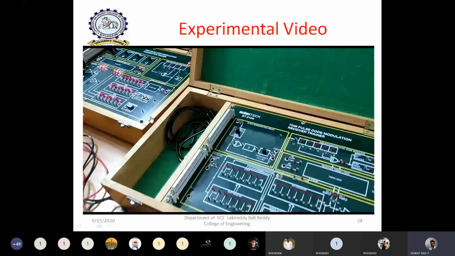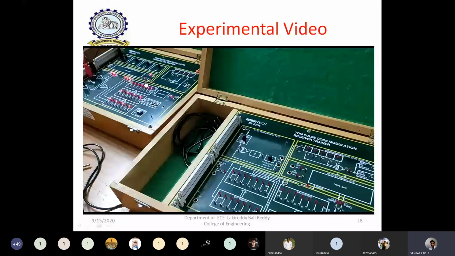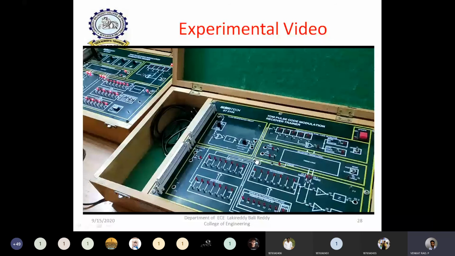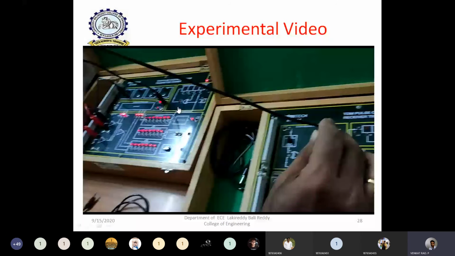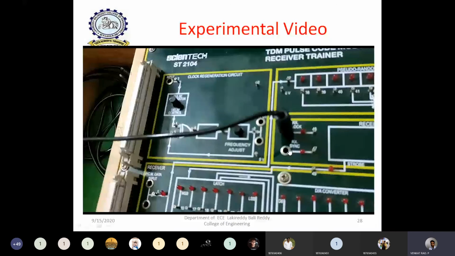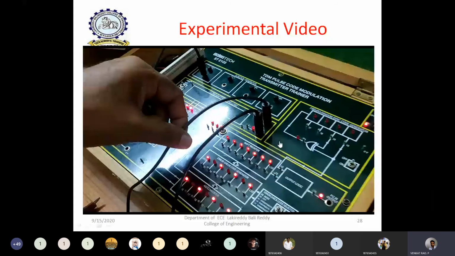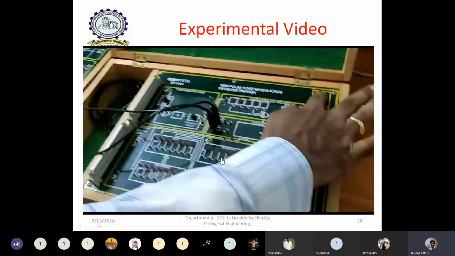So if you observe the connections, how they are made, these clock pulses are connected to this point. So observe the video. The clock pulses which are there on the transmitter side, the same clock is applied here. So the synchronized clock and transmitter clock are combined and applied from transmitter to receiver. Then only both the transmitter and receiver are synchronized. Only if both are synchronized can we get the reconstructed waveform perfectly.